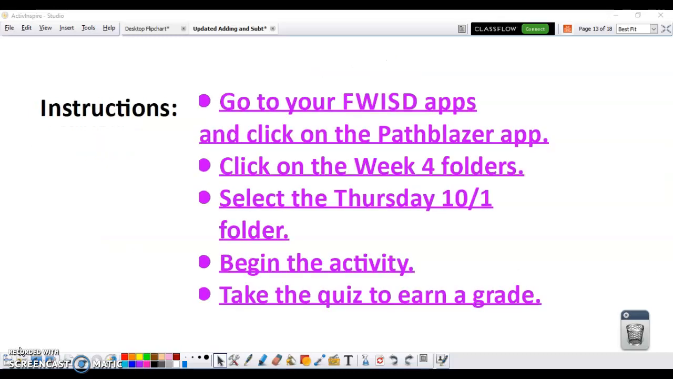Okay, guys, so now what we need you to do is go to your Forward.sd apps and click on Path Placer. Once you click on Path Placer, go to week 4 folders, select Thursday, October 1st, begin the activity, and take the quiz. Good luck. We will see you back tomorrow.